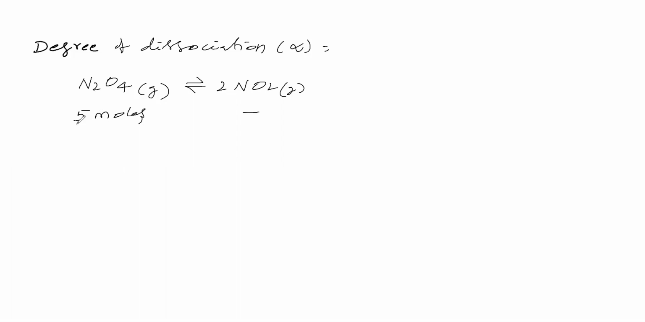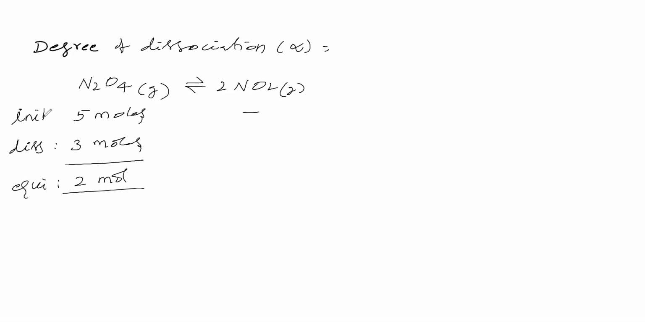How much N2O4 dissociates till equilibrium, in the sense 3 moles. 3 moles of N2O4 dissociate till equilibrium. So how much N2O4 is remaining? The remaining number of moles is 2 moles. So at equilibrium 2 moles of N2O4 is remaining. 3 moles dissociated, and 5 moles were taken initially. Now 3 moles of N2O4 on dissociation gives how many moles of NO2? That we have to see.